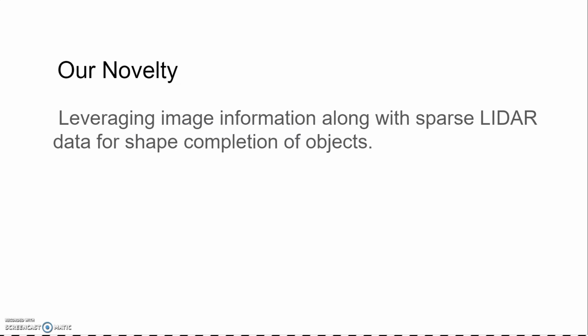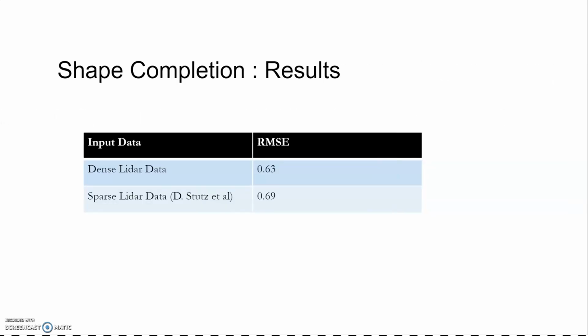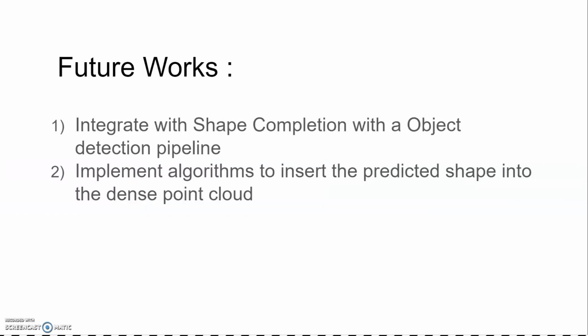The core novelty of our approach is the usage of image information along with the sparse LiDAR data for shape completion of objects. Our approach tends to generalize better than the existing approach using sparse data, as the RMSE values are lower even though the number of points are higher when compared to the previous approach using sparse LiDAR data. Future work involves integration of our pipeline with object detection and to insert the objects within the LiDAR scan.